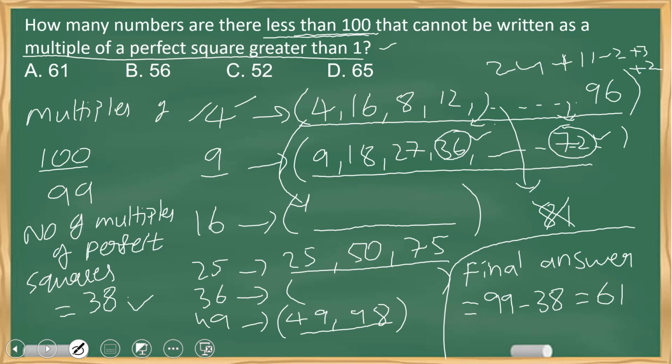So 24 plus 11 minus 2. Minus 2 means this 36 and 72. And next 3. What are the 3? 25 multiples. 25 is a perfect square, so 25 multiples are 3. And next 49 multiples. How many are there? 2 are there. And 81 multiples, 64 multiples already come under this 9 and 4, so you need not add again. So totally 99 numbers are there, and in that 38 are multiples of perfect squares. So the other 61 cannot be written as multiples of perfect squares. I hope now you are able to understand that. Correct? Okay.